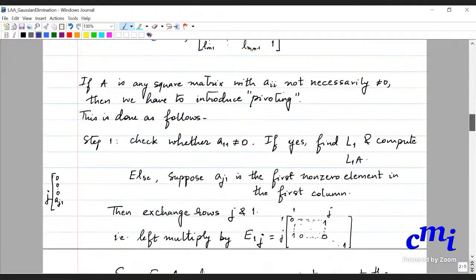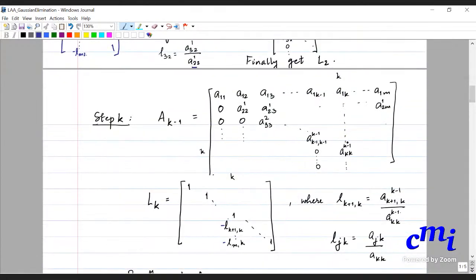The easiest way is this: suppose you are working with the kth column now, and you are worried about whether this element is zero or not. Instead of checking whether this is zero or non-zero, simply look at the maximum in absolute value among the elements in this piece of the column. Suppose that maximum element appears somewhere here, just exchange these two elements. This element is called the pivot. You replace the pivot by the maximum in absolute value of all the elements in that subcolumn. So this is the easiest way of doing pivoting.